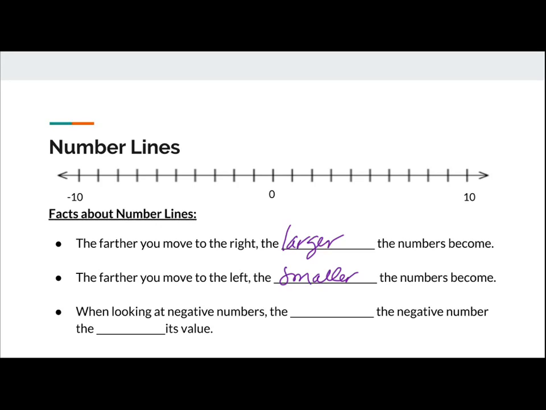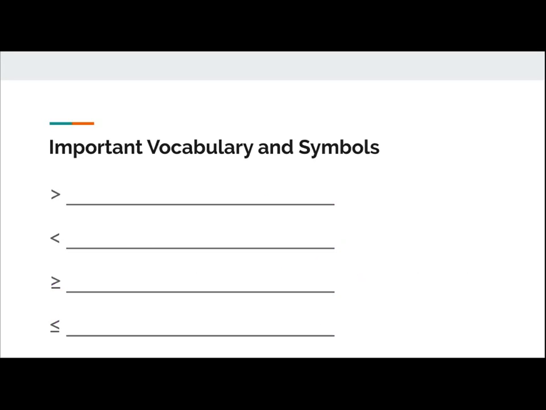Okay? When looking at negative numbers, the larger the negative number, so the larger the digits, the less its value. It works opposite of the positive side. It's like a mirror reflection of the positive side of the number line.